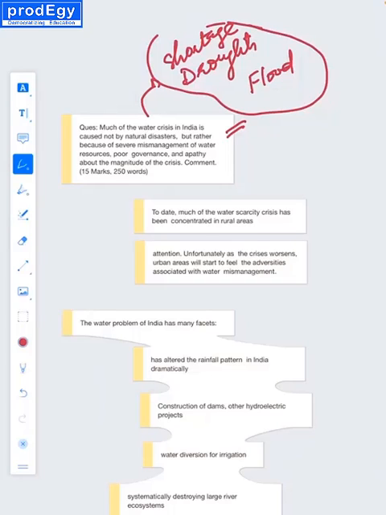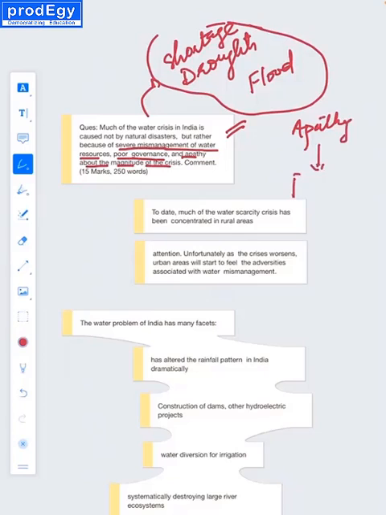All these are water crises, and the question is saying that these are caused not by natural disasters, that is, excessive rainfall or absolute shortage of rainfall. Most of the time these are not caused by natural factors, but anthropogenic factors dominate. And how do anthropogenic factors dominate? Severe mismanagement of water resource, poor governance, and apathy about the magnitude of the crisis. And all these things are related.